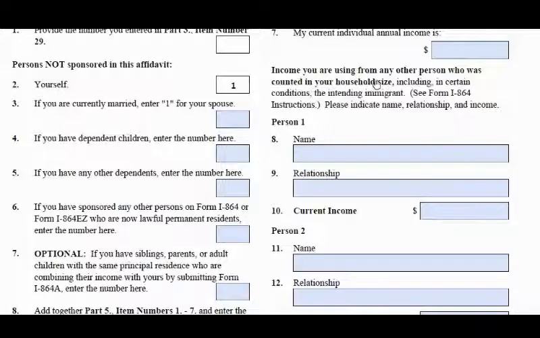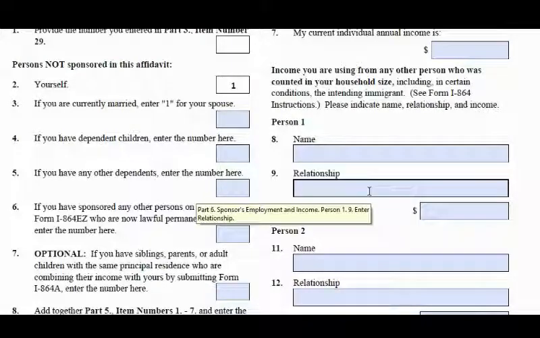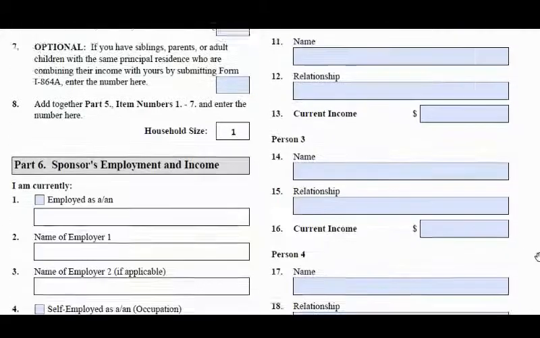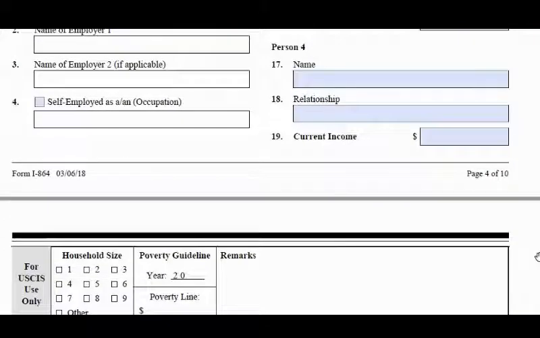Okay, and then from there, you're gonna move to income you are using from any other person who was counted in your household size, including certain conditions. So now you're gonna provide the income of those people who live in the same household as you and who are providing their income to help the intended immigrant. Then you put the name of that person, and your relationship with that person. If it's your child, your son or your daughter, you put it here, and then the current income of that person. Then you do that for person number 2, person number 3, person number 4.